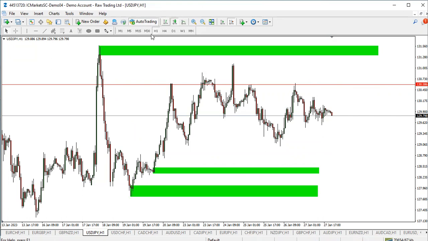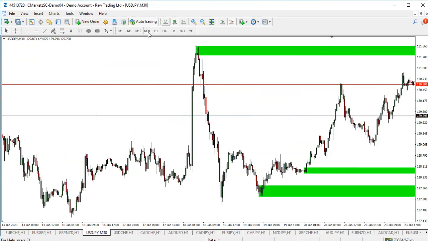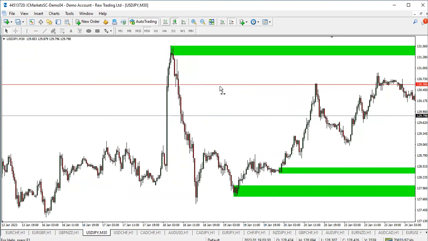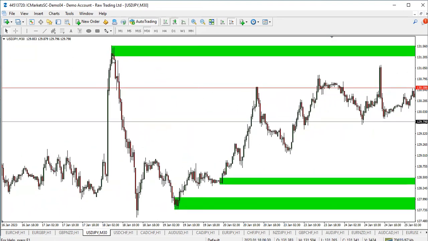Okay, I did refining here. So let's drop down to 30 minutes. So you wait for that market to come, fill that gap, and come to this swing point here.